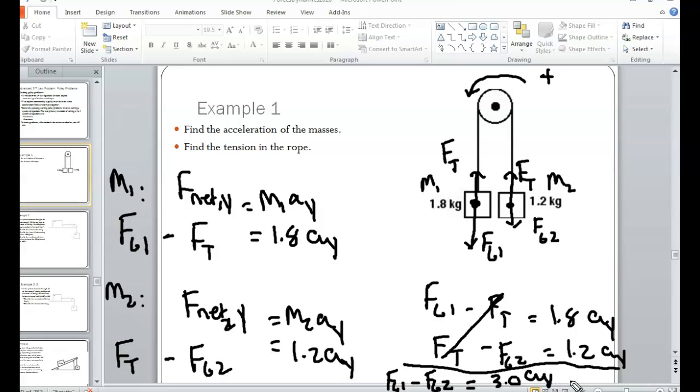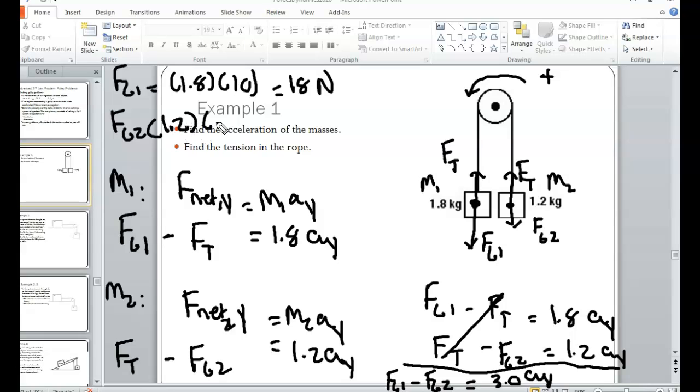Okay, and now at this point I can very easily solve for ay. I need to find Fg1 and Fg2 really quickly, but then all I have to do is divide by 3 and I'll have ay. So Fg1 is going to be 1.8 times 10 meters per second squared. That's 18 newtons. Now, why is it a positive 10 and not a negative 10? Again, because of our coordinate system. This 10 is just the acceleration due to gravity that we've always used, but I'm putting it in as a positive now because of our different coordinate system. Fg2, on the other hand, I'm multiplying by negative 10, again because of our coordinate system, and so that would be negative 12 newtons.